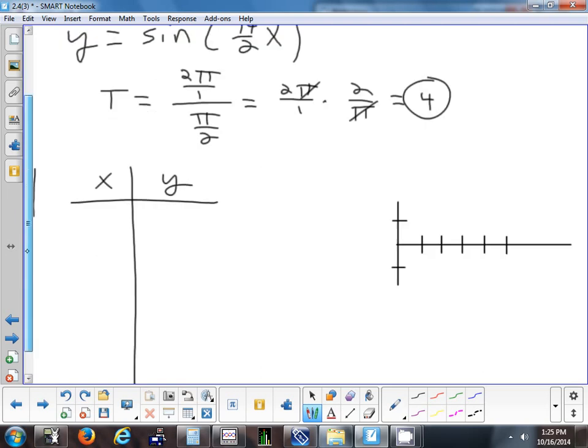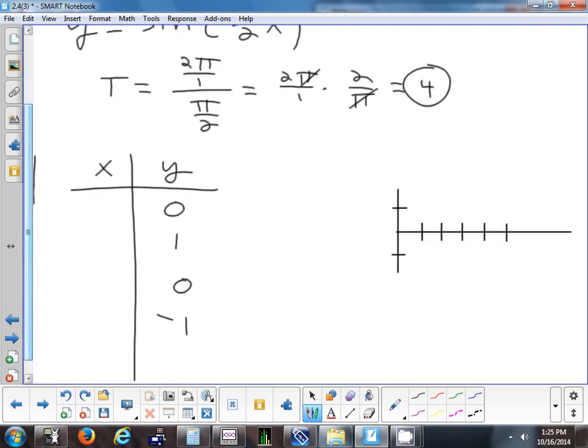Okay, y values stay the same. What's my first x value? 0. And my last x value? 4. Halfway between 0 and 4? 2. Halfway between 0 and 2? 1. Halfway between 2 and 4? 3. So we get very, very nice x values here.